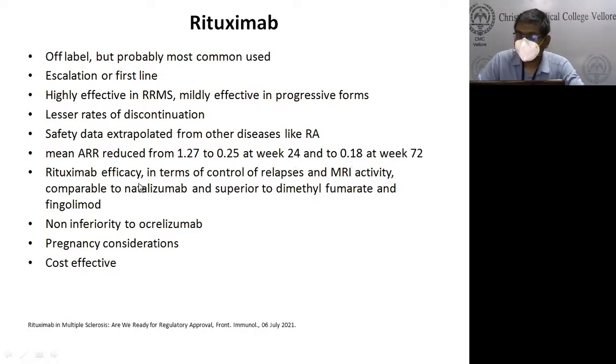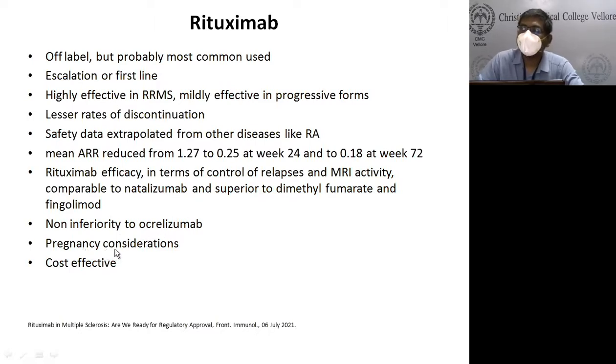Rituximab efficacy in terms of control of relapses and MRI activity was actually comparable to natalizumab and superior to the oral agents which many people practice outside, like dimethyl fumarate and fingolimod. These are all indirect comparisons, taking the effectiveness from different studies and comparing them. So in no way is rituximab inferior. And compared with the newer molecule ocrelizumab, rituximab has been shown to be non-inferior in indirect comparison. And it is relatively safe.